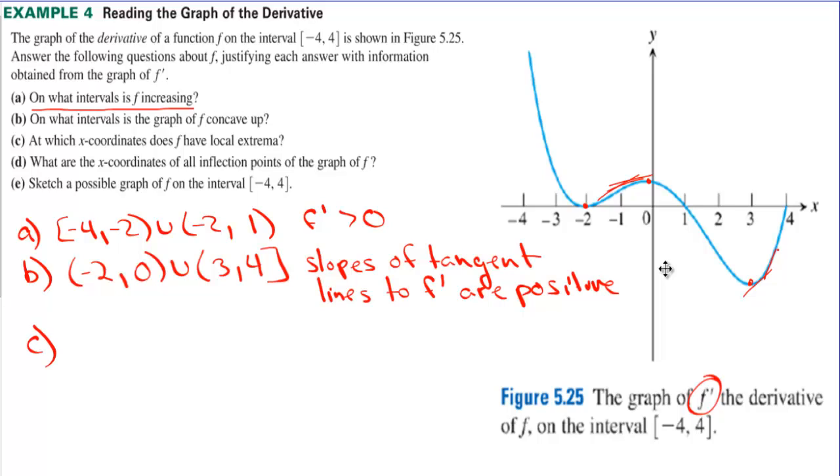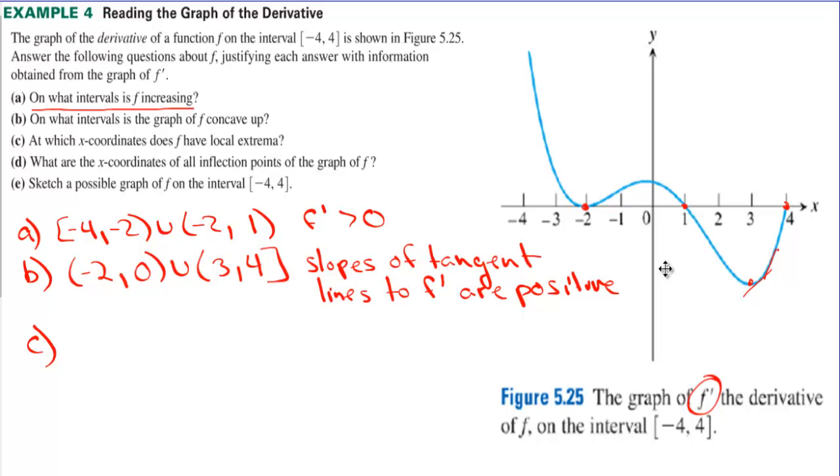C, at which x coordinates does f have local extrema? So where is the local extrema for the original function? We know that there's possibilities when the first derivative is 0, but then the first derivative has to change signs over those zeros. So the potentials are -2, 1, and 4. Well, we have extreme values where the first derivative changes signs.